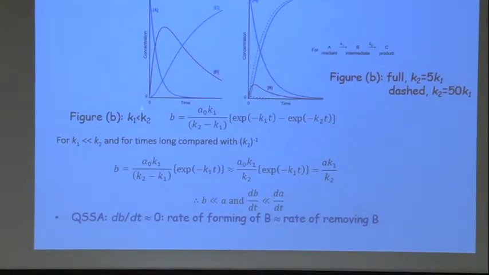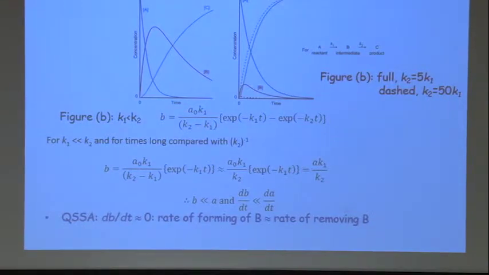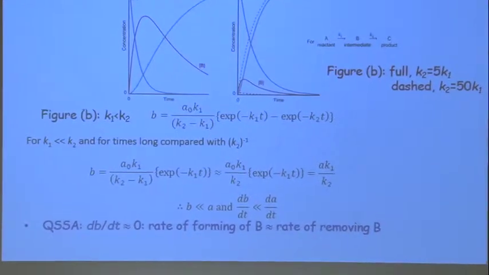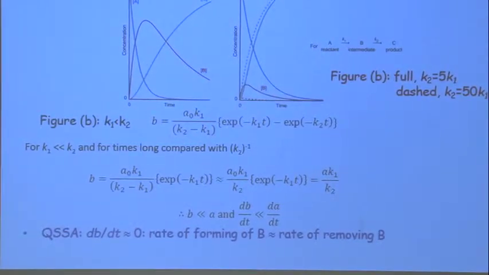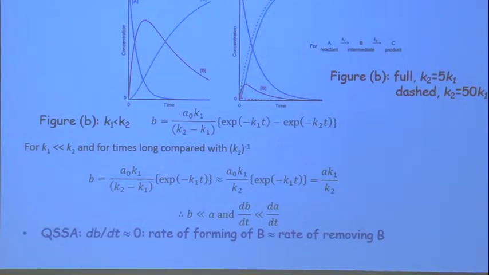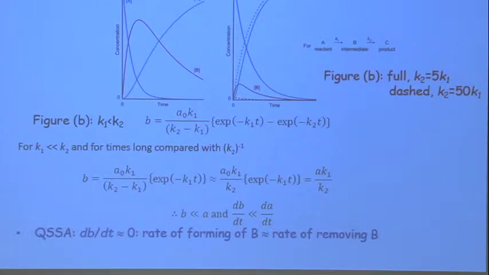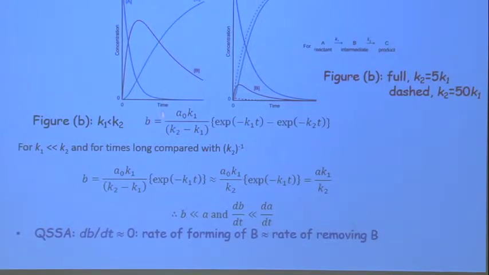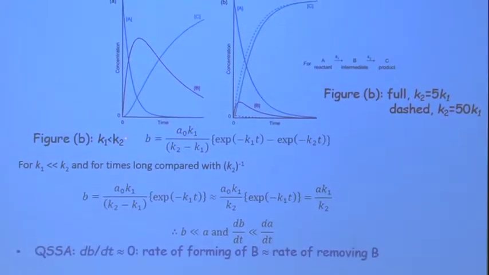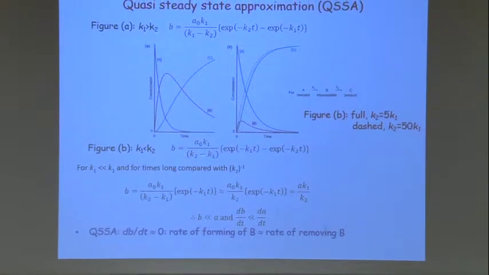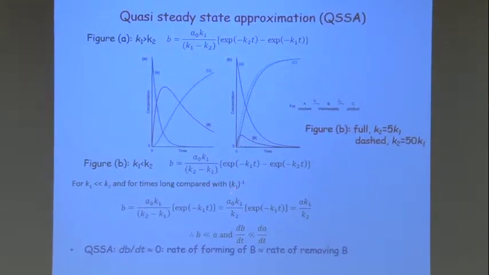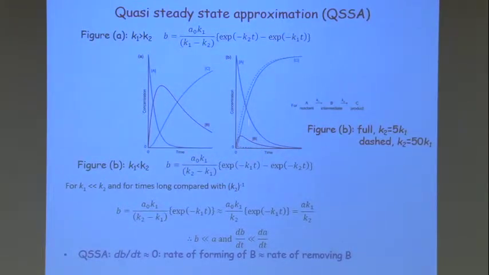Then figure B shows the situation in reverse, where k1 is now less than k2. So A is reacting quite slowly to form B, which then reacts quickly to form C. And so now k2 is bigger than k1, so let's reverse this term here. And we've got to reverse these ones up here as well.